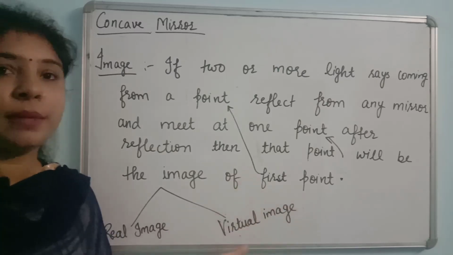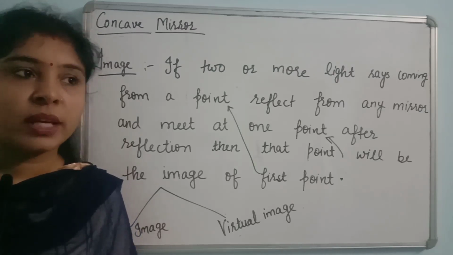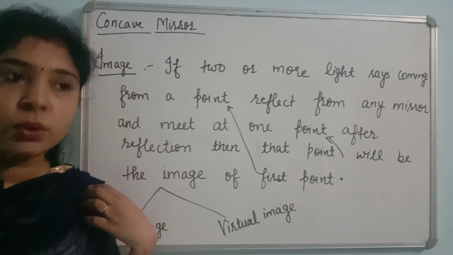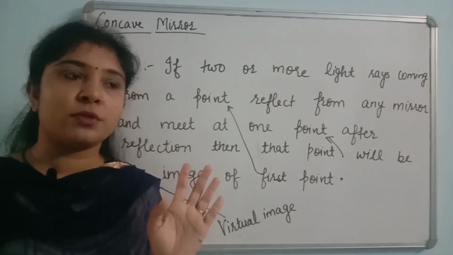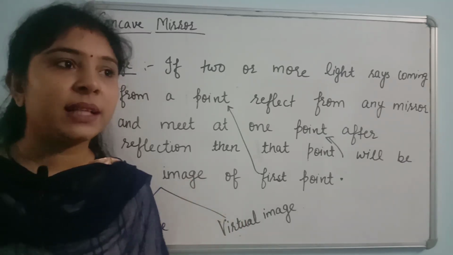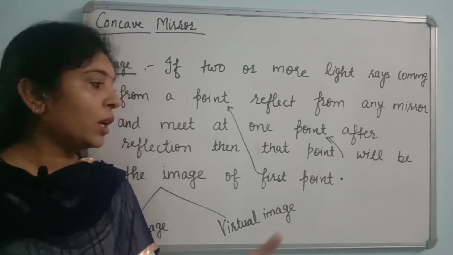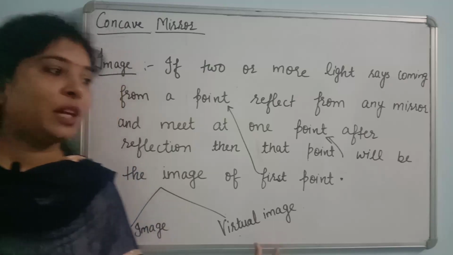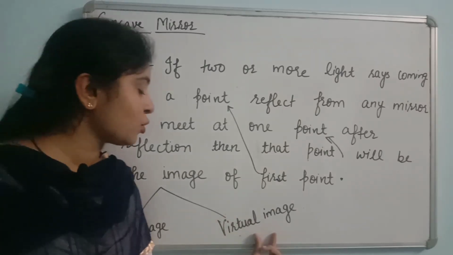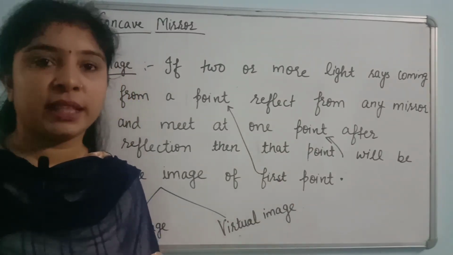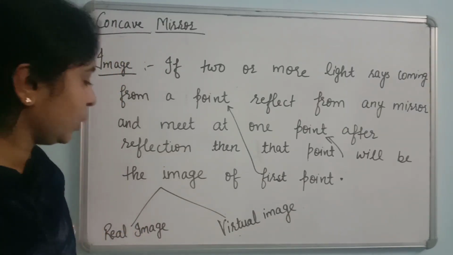You can take the example of a plane mirror at your home. In a plane mirror, you see your image because the light rays coming from you, after reflecting, appear to meet at a point behind the mirror. But the light rays are not actually meeting, they are just appearing to meet, so that image is virtual. So if light rays actually meet after reflection, a real image is formed. But if they do not meet and just appear to meet, a virtual image is formed. Now let's study what a concave mirror is.